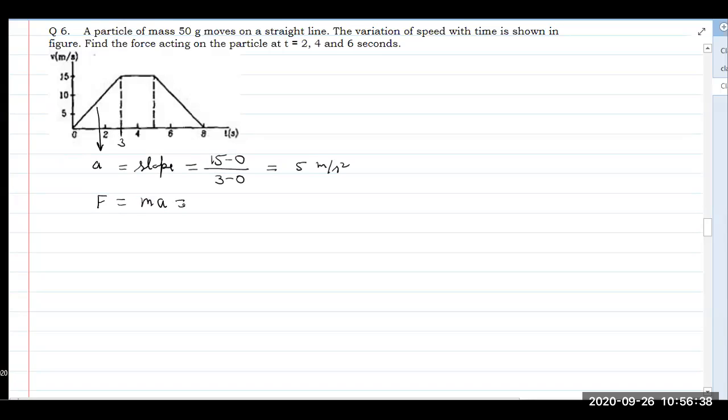F equals ma. So mass is 50 gram, so 50 gram by 1000, this is mass, into 5. So 0.25. This many newtons for the first part.